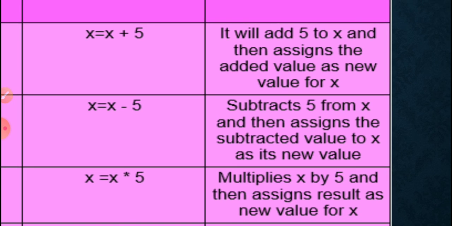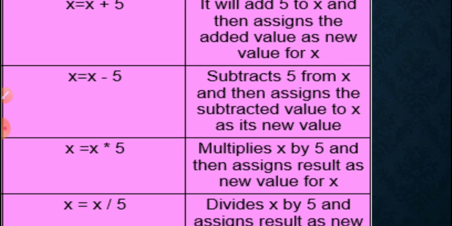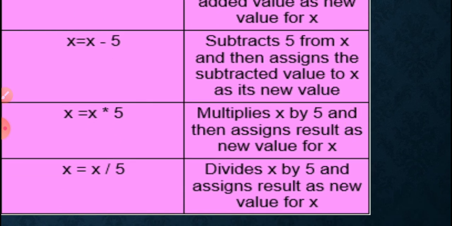See, x equal to x plus 5. It will add 5 to x and then assign the added value as the new value for x. And x equal to x minus 5. It subtracts 5 from x and then assigns the subtracted value to x as the new value. Next one, x equal to x multiplied by 5. So it multiplies x by 5 and then assigns the result as the new value for x. Next one, x equal to x divided by 5. It divides x by 5 and assigns the result as the new value for x.